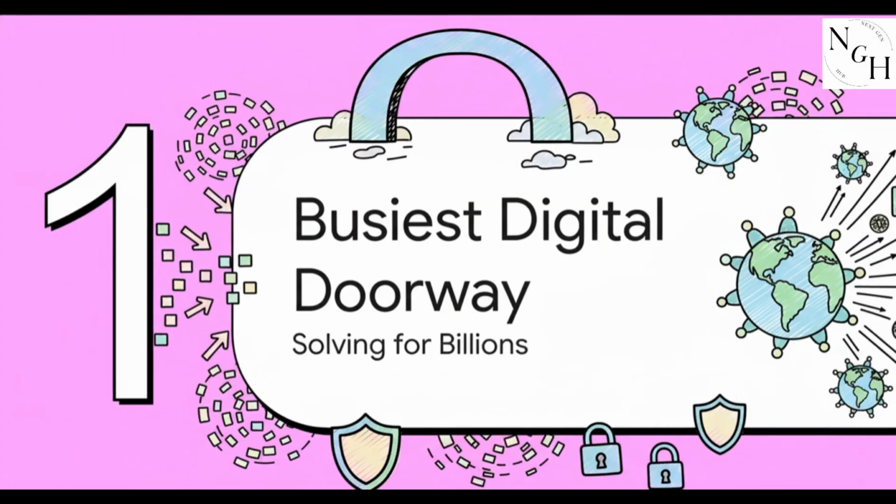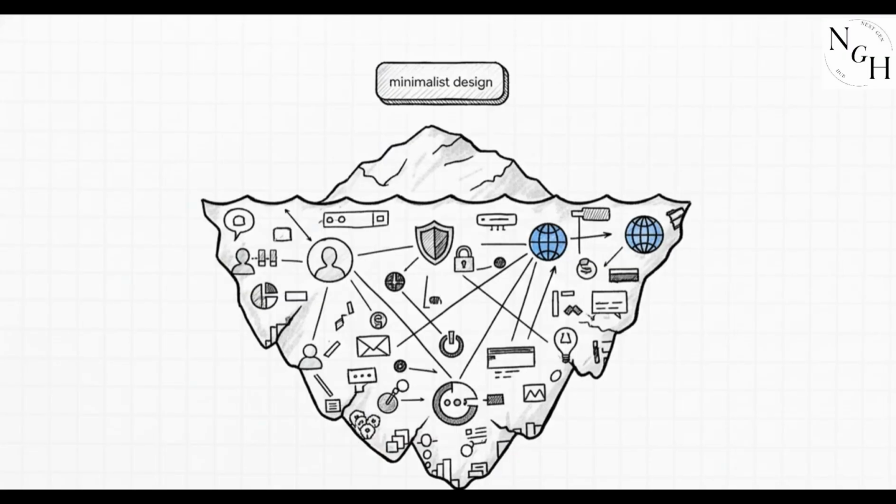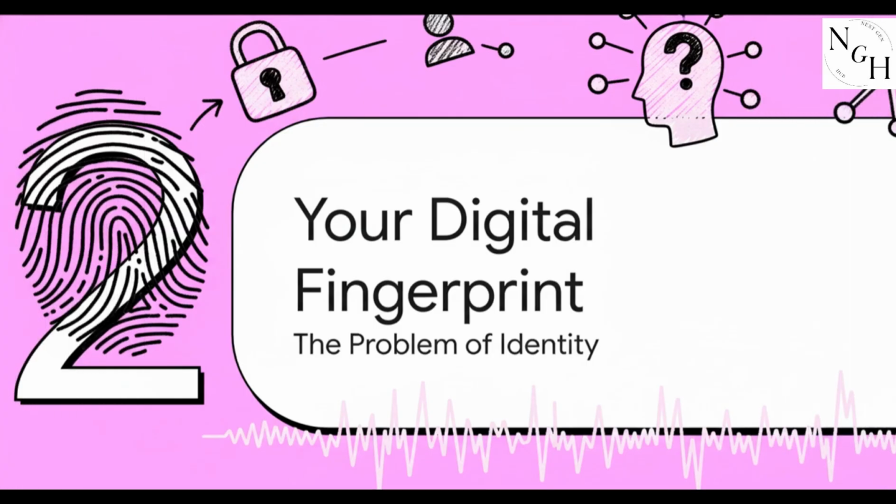So, first things first, let's just try to wrap our heads around the scale. This isn't just some web page. It's more like the busiest digital doorway on the planet, used by billions of people. It has to work flawlessly for every single person, everywhere, every time. And that's really the core idea. That super clean, minimalist design isn't lazy. It's the exact opposite. It's incredibly intentional. Because under that simple surface, every single pixel, every word, is doing some heavy lifting, solving huge problems of identity, security, and global access.